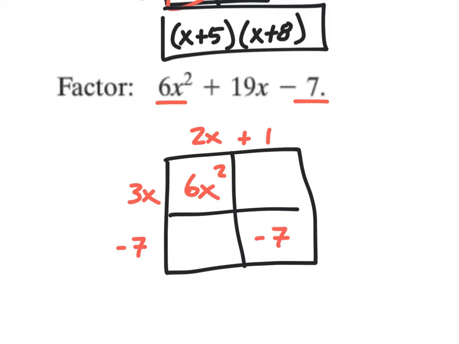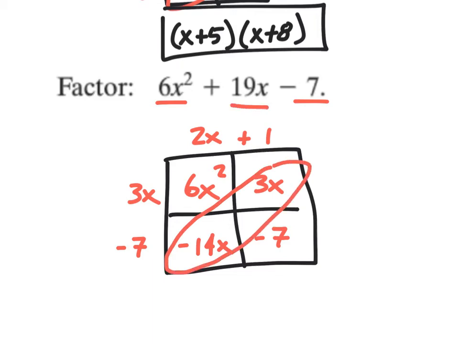This is one combination of things that we could do. I may have to move some numbers around to see if this is going to work. So let's just try this one and see what happens. In this box over here, I'm going to do 3x times 1, which is just going to give me 3x. Here, I'm going to do 2x times negative 7, which gives me negative 14x. And so when I combine my like terms, do I get 19x?